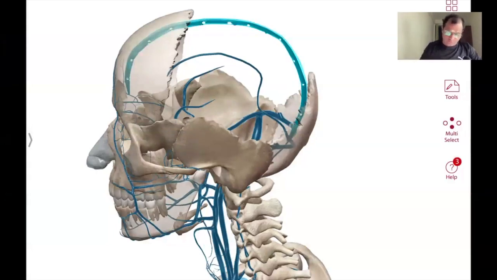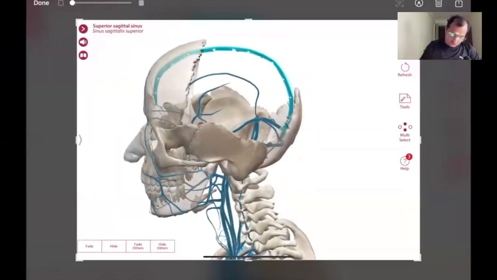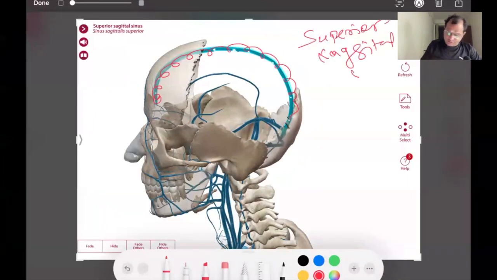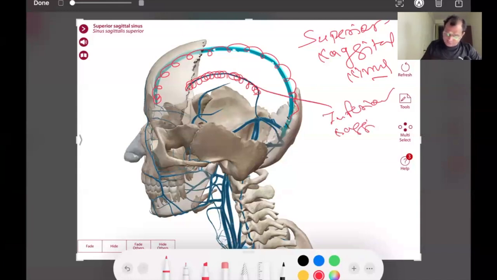on the superior part of the brain, this is the superior sagittal sinus, which is bringing blood from the uppermost part of the brain. Then from the lower part, this is another venous sinus that is called inferior sagittal sinus.